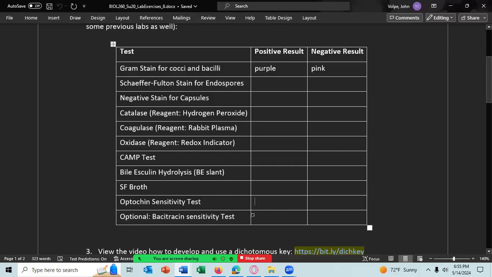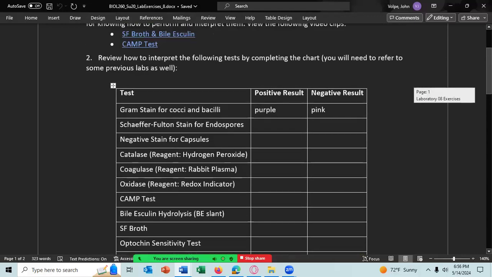So put those in. Some of the tests, the optochin, SF broth, bile-esculin, the CAMP test, you can get the results from this lab. So you can look up the results from this lab module. The other tests, you either have to look it up from a previous lab or you can look online for what the positive result will be and what the negative result will be. Any question about that?